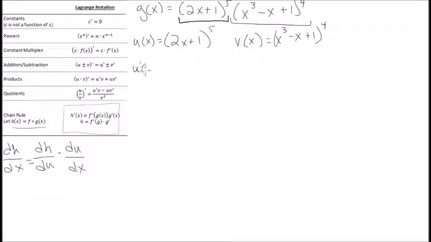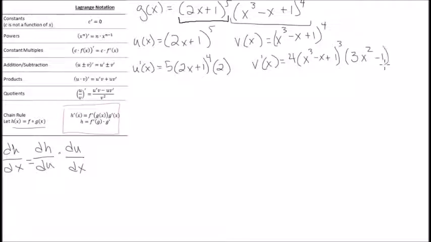So here the derivative of u with respect to x is going to be equal to 5 times 2x plus 1 to the 4th, so that's the outside of the composite, times the derivative of the inside, which is just 2. And the derivative of v with respect to x is going to be equal to 4 times the thing inside the parentheses, raised to the 3rd power, times the derivative of the thing in parentheses, 3x squared minus 1. So now we have two functions and their derivatives, and we're multiplying them together.